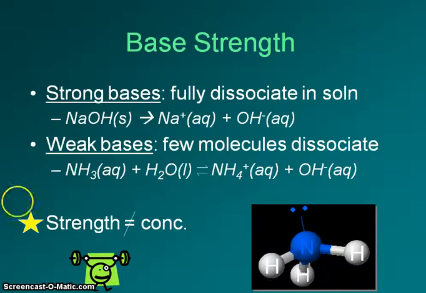And then the other thing people tend to get confused is that strength does not equal concentration. So an acid or base is strong or weak by how much it dissociates. Concentration is how much that you have dissolved in a particular amount of solution. So you could have 1 molar hydrochloric acid, which is a very dilute solution, but it's still a strong acid. Or you could have 12 molar hydrochloric, which is a very concentrated acid, and is also strong. So strength and concentration are not the same thing.